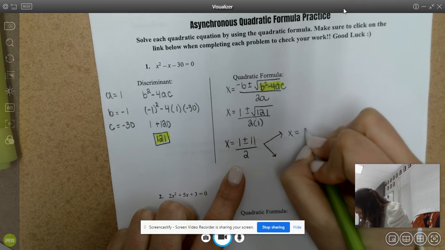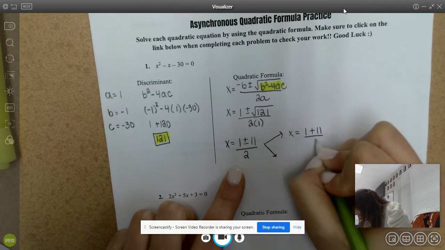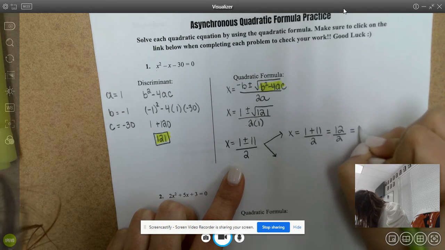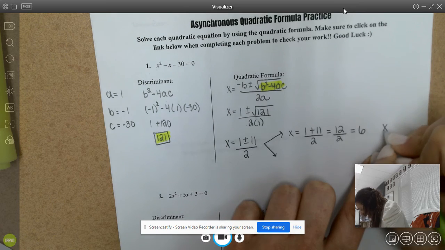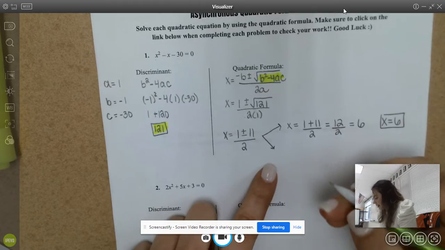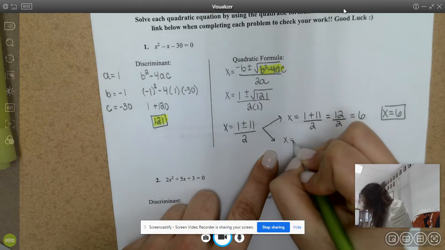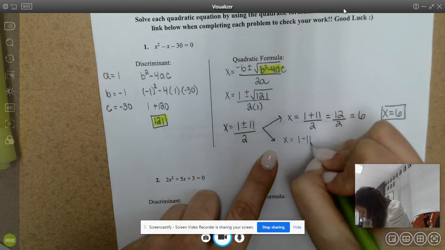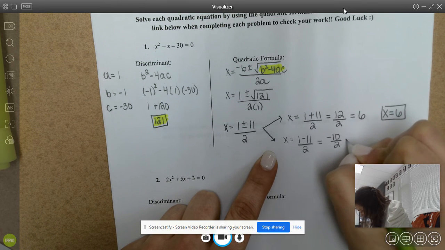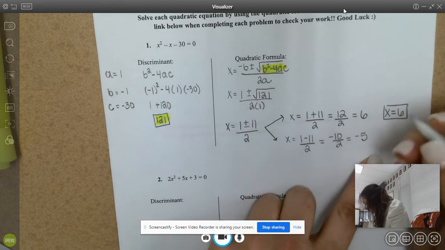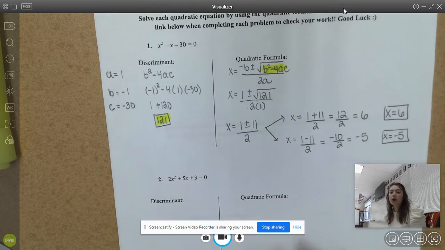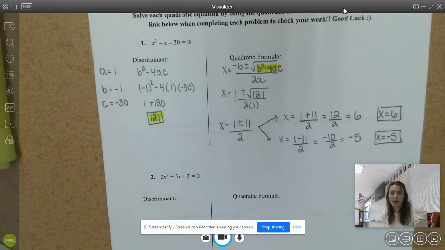Okay, x is equal to 1 plus 11 all over 2, which is 12 over 2, which simplifies down to 6. So therefore, x is equal to 6 for our first solution. Okay, and then for our second solution, we can say x is equal to 1 minus 11 all over 2, which simplifies to -10 over 2, which simplifies to -5. So therefore, x is equal to -5. And those are our two solutions for example problem number 1.